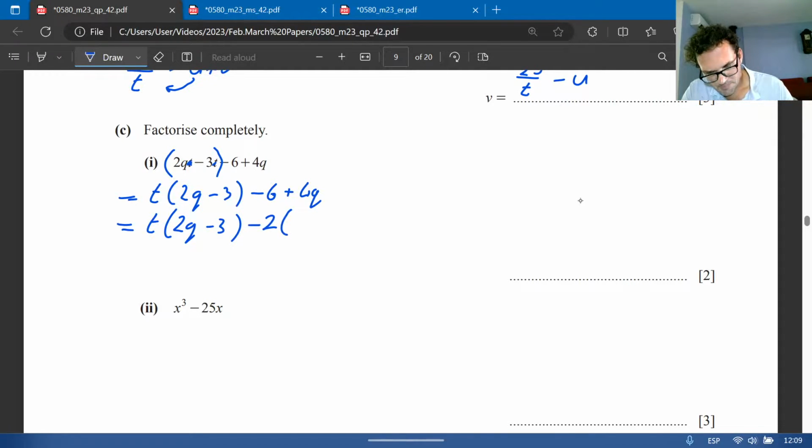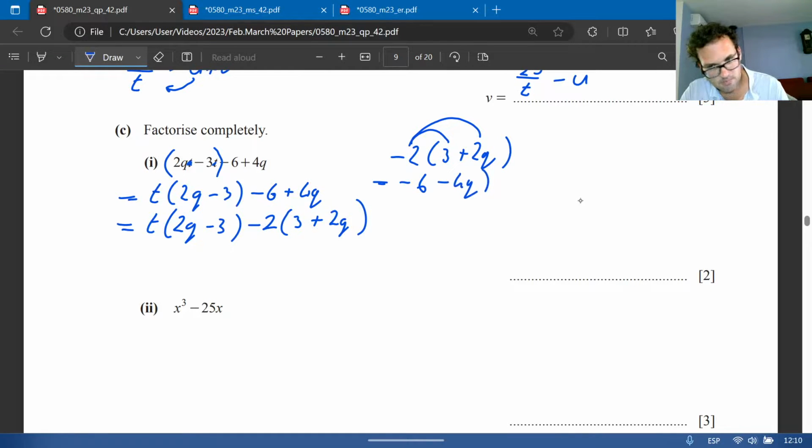Okay. So what's left? There's a 3 plus 2q. Be very careful here, because that is not correct. Because minus 2 times 3 is minus 6, and minus 2 times plus 2q is minus 4q. That's not what we have there.